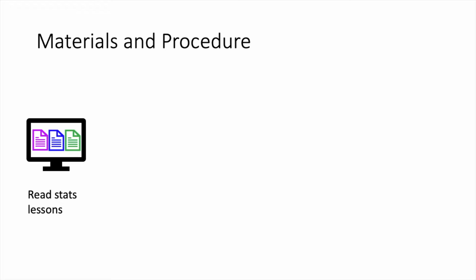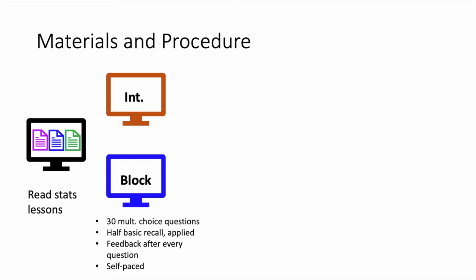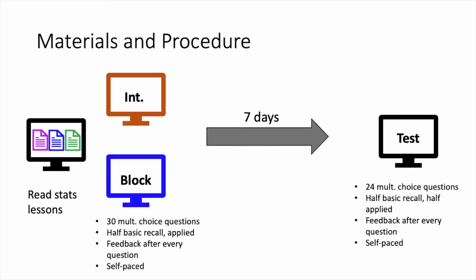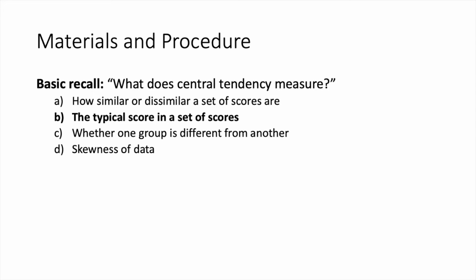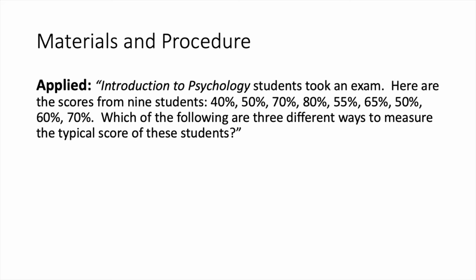So the first thing we did is we had everyone read 3 short lessons on common stats concepts, 1 on central tendency, 1 on dispersion, and 1 on samples and populations. Next, we randomly assigned people to complete either an interleaved or a blocked practice phase. 7 days later, we had them complete a test phase. Here's an example of what a basic recall question might look like, and you can pause here and take a look. And here's an example of what an applied problem might look like, and you can pause here and take a look.